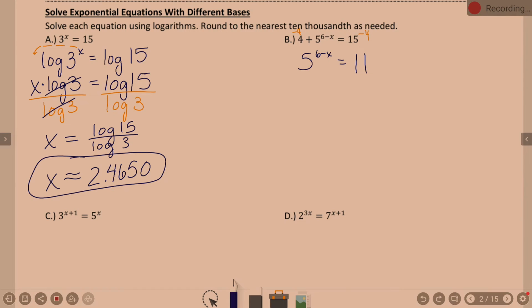Now, does this look more like the last one? Yeah, this looks more like the last one. 5 and 11, I can't get those bases to be the same. If I can't get the bases to be the same, then we're going to take the log of both sides, right? So log of 5 to the 6 minus x is equal to log of 11.